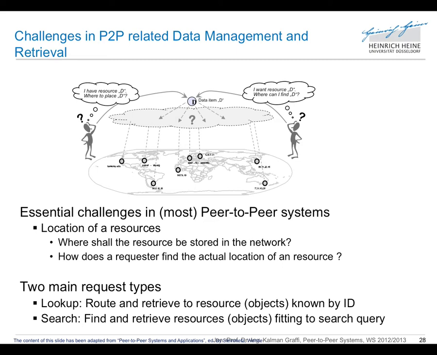The second request type is the search, where you don't know the object ID, but you know what you are looking for. So you use, say, a Justin Bieber song. And then you say, okay, I want to have a song by Justin Bieber, it should be MP3, it should have a title. And then you send out your request, and objects or resources fitting your search query are responded to you. Then you get a list and you can pick from it.